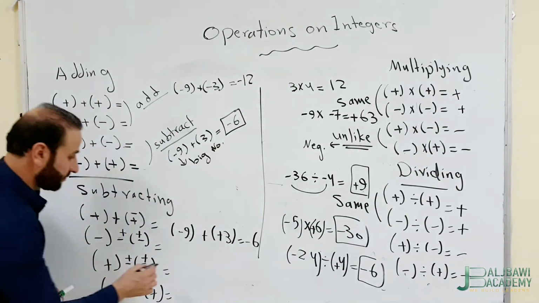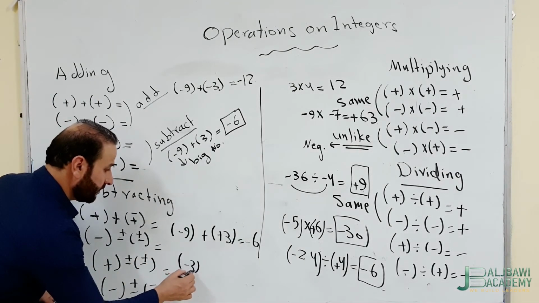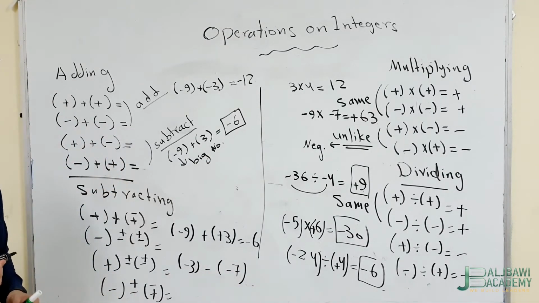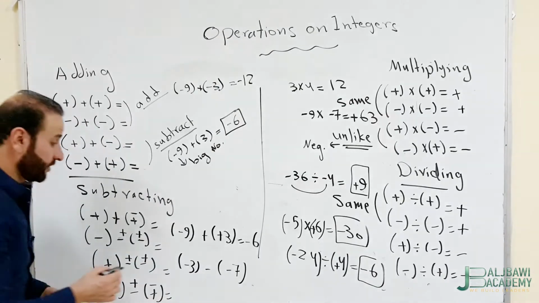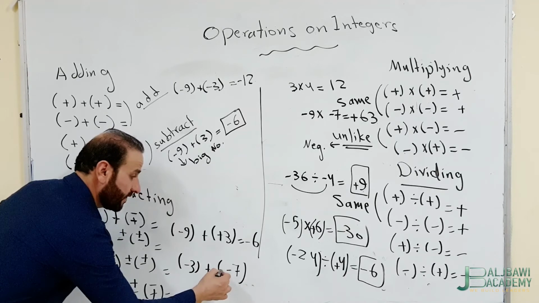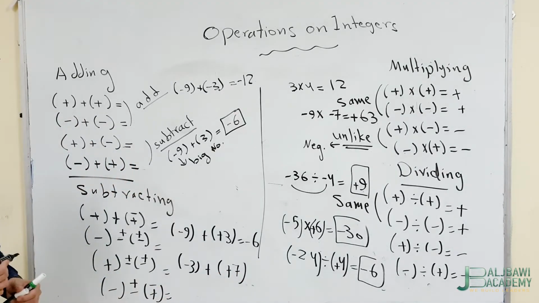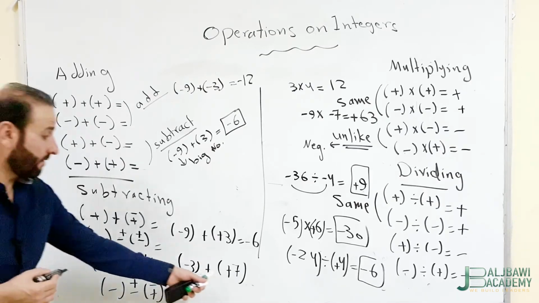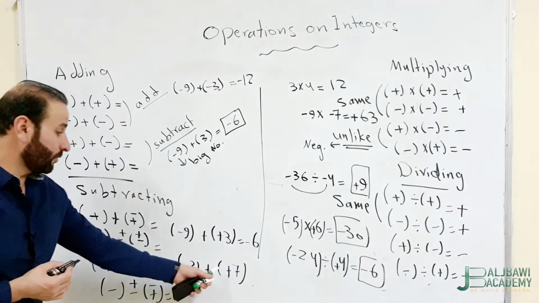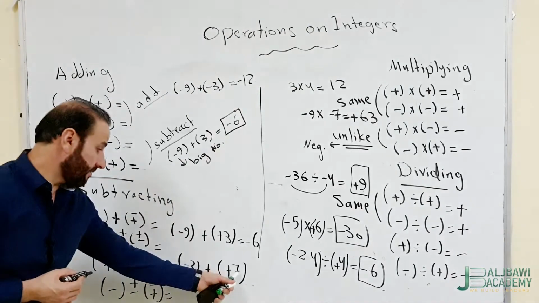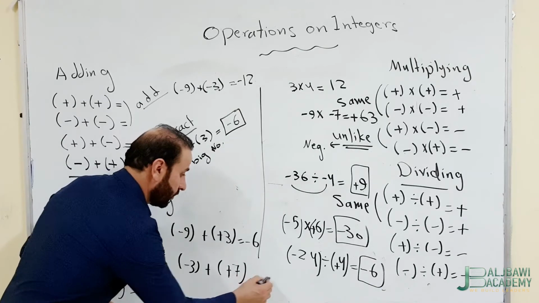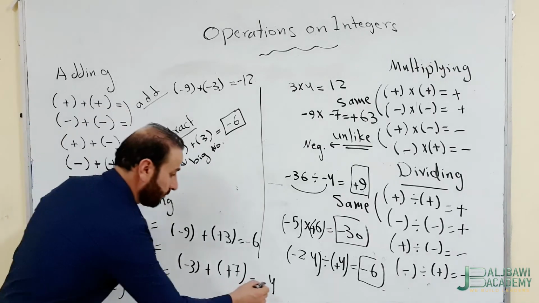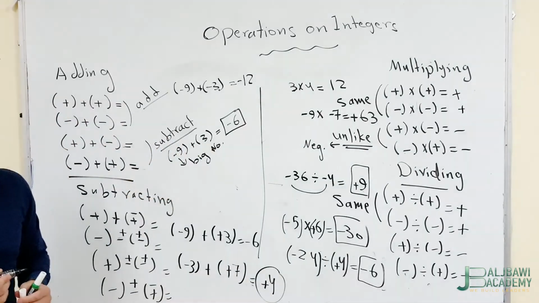Another example, negative 3 minus negative 7. As you can see, here it's subtraction. So I change it to addition and I change the sign of the second number. It becomes negative 3 plus positive 7. So they have different signs. So what do I do? Different signs, I subtract. 7 minus 3 equals 4. And I put the sign of the bigger number, which is 7. So the answer will be positive 4, or 4.